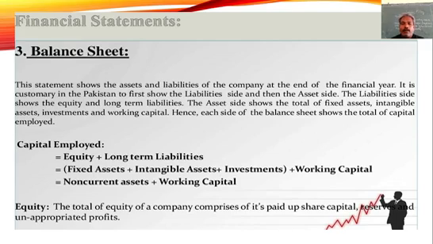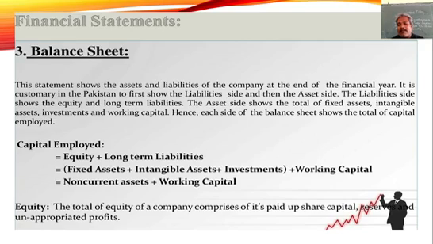At the top we will post shareholders' net worth, followed by non-current liabilities, that means long-term borrowings, then current liabilities, and then the assets part. First is non-current assets, followed by non-current investments, then current assets. So the liability side shows the equity and long-term liabilities as well as current liabilities. The asset side shows the total fixed assets, intangible assets, investments, and working capital. Working capital means current assets less current liabilities.